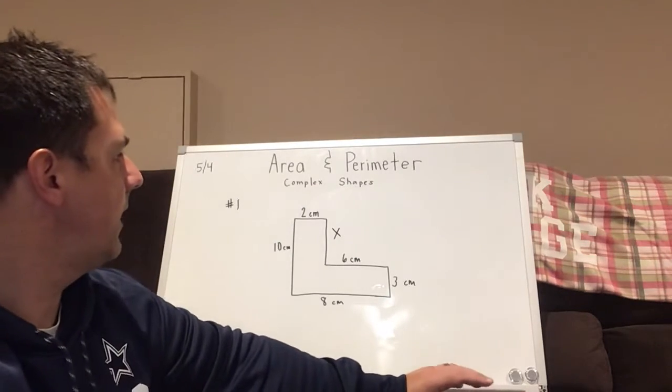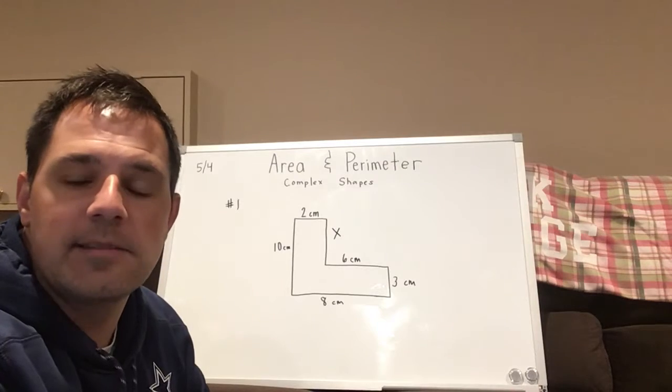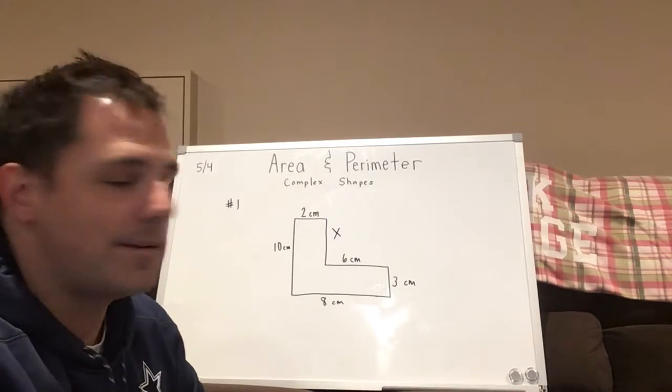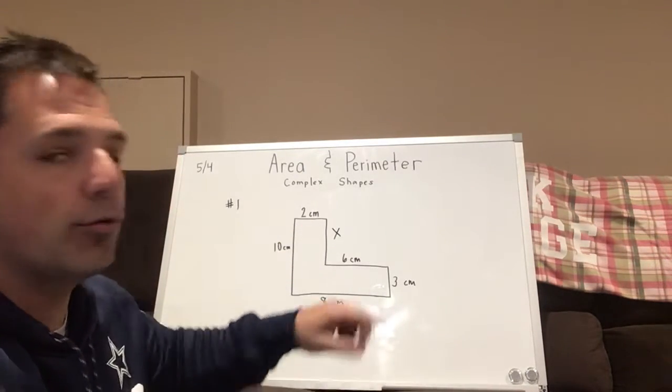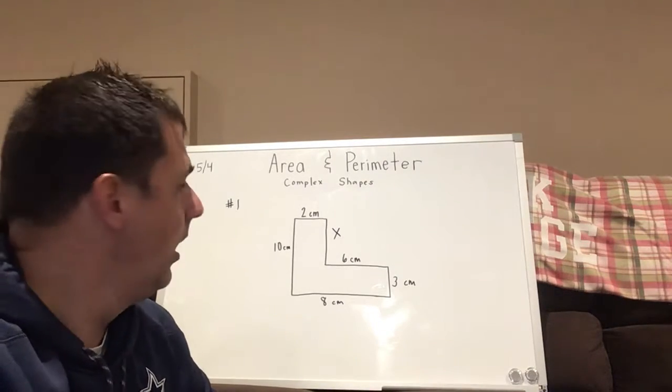Today I'm going to show you again how to solve for area and perimeter for complex shapes. Today's lesson is very similar to Friday's lesson. The big difference is, as you can tell, there's no squares or grids inside the shapes where you could just count the grids to figure out the area.